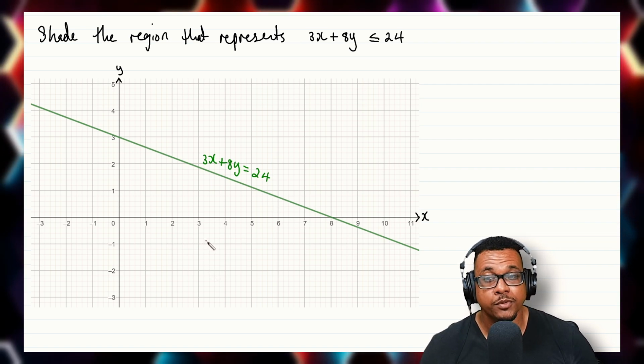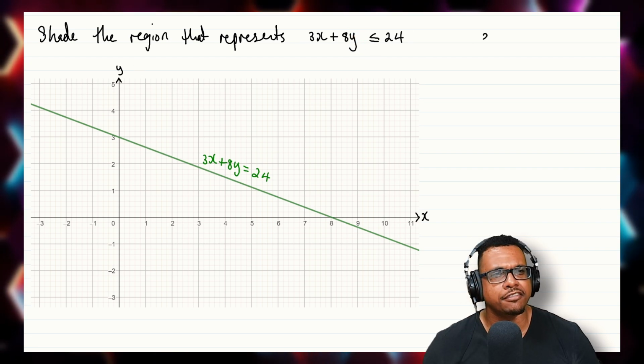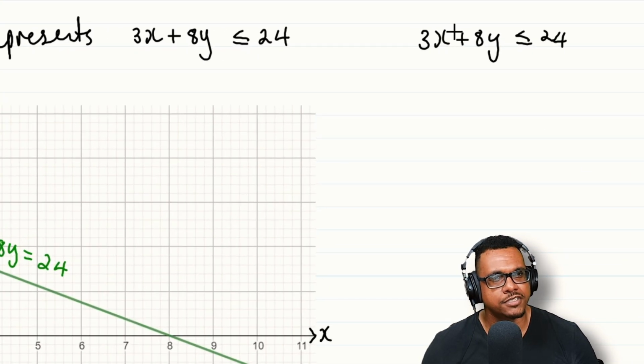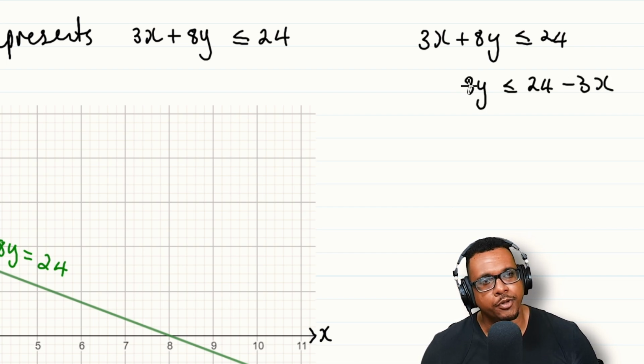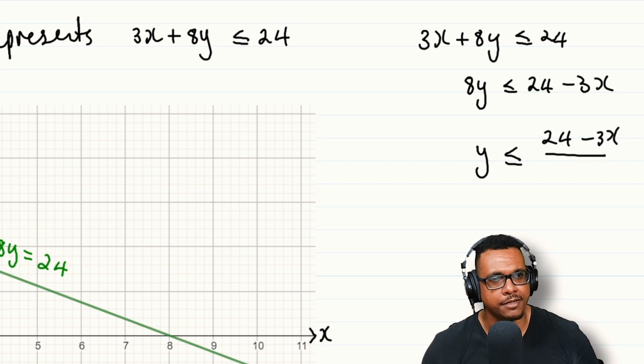And now we must determine whether we're going to shade below the line or above the line. So again, we have to transpose for y. So I'll have 3x plus 8y is less than or equal to 24. Transfer the positive 3x across the equal sign, we'll turn negative. So we have 8y is less than or equal to 24 take away 3x. Then we transfer the positive 8 across, the operation changing from multiplication to division. So it will go under what's on this side, under the 24 take away 3x, which is 24 take away 3x divided by 8. Or we could say we divide both sides by positive 8. And we get y is less than or equal to 24 take away 3x divided by positive 8.